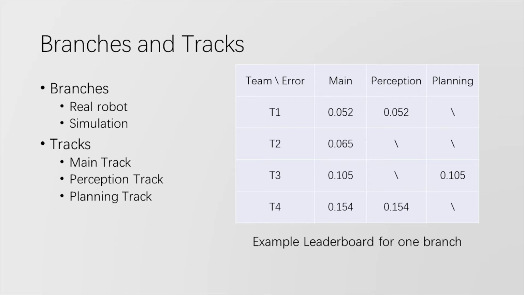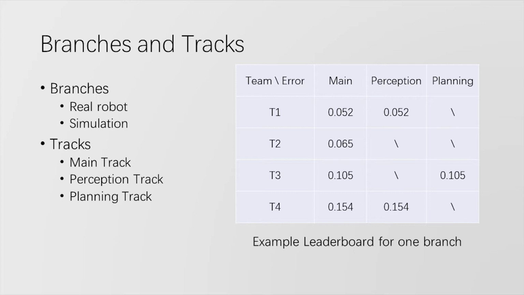In the perception track, you only need to modify the perception module. Your own perception module and the planning module of the baseline solution will be used at last. And in the planning track, you only need to modify the planning module. However, if you participate in the perception track or planning track, the score will also appear on the main track, and only top participants in the main track will be awarded.